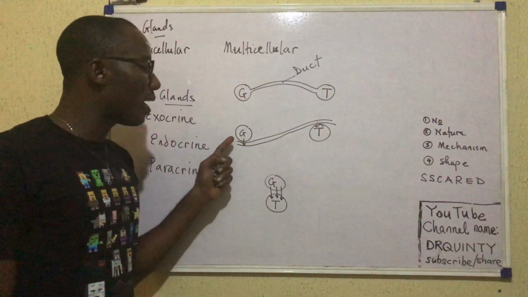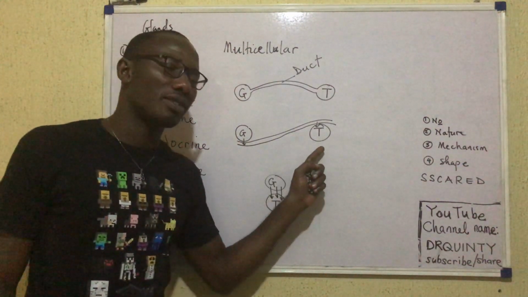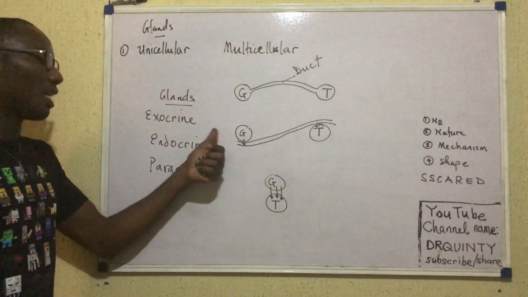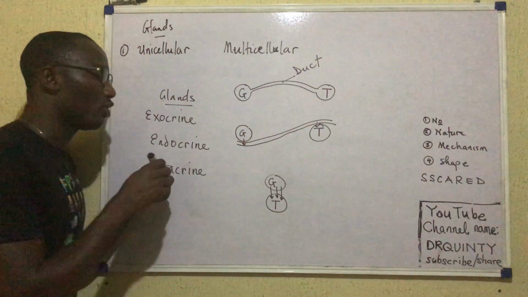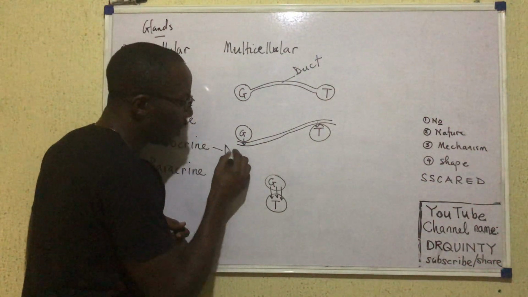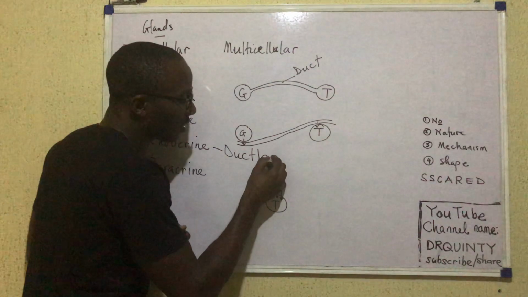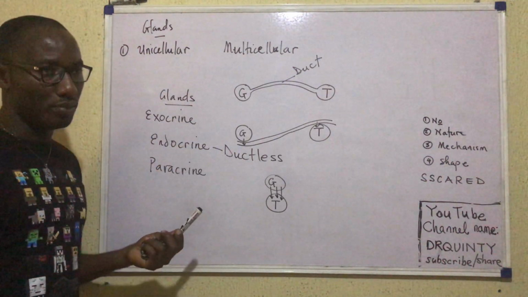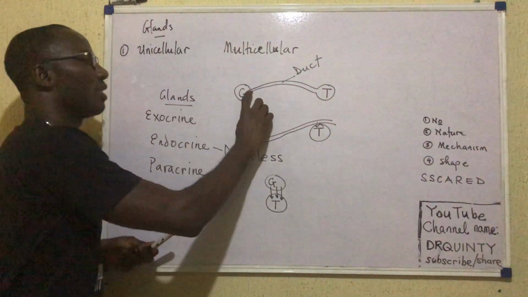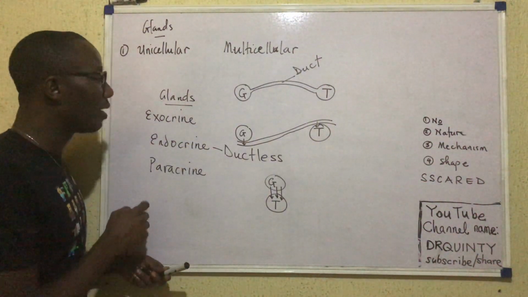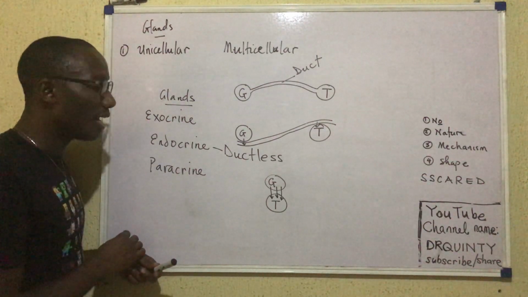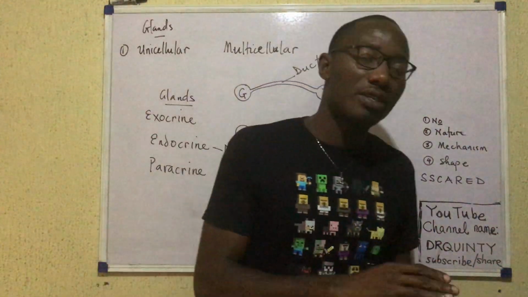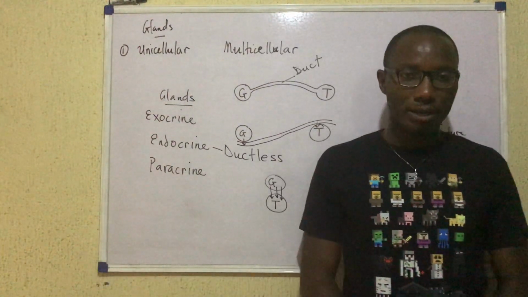Then the case where the gland communicates with its target through the blood, with no tube joining them, we say that the gland is endocrine. If you don't want to use the word endocrine, you may also call it a ductless gland. Why is it called ductless? Because it doesn't have any duct or tube. That case where there is a tube connecting the two of them is where we refer to the gland as an exocrine gland. So that's the essential difference between exocrine, endocrine, and paracrine.